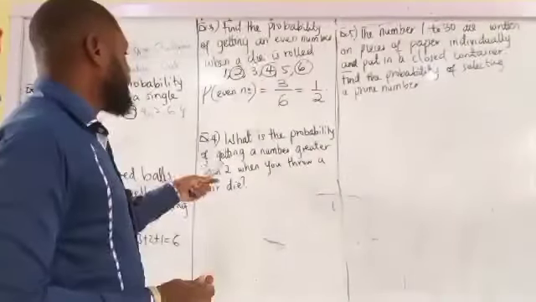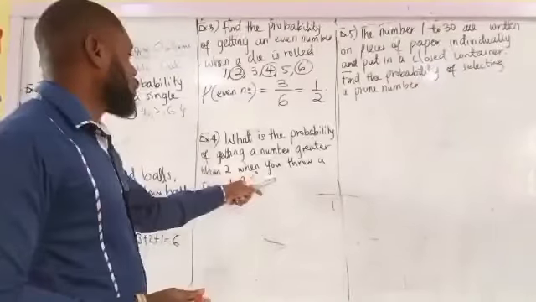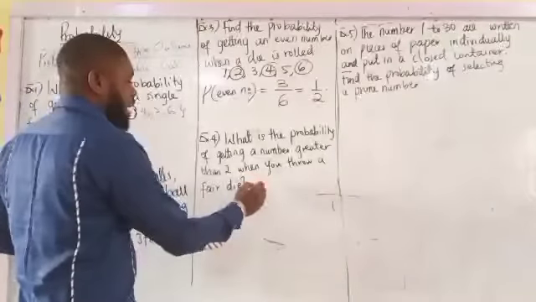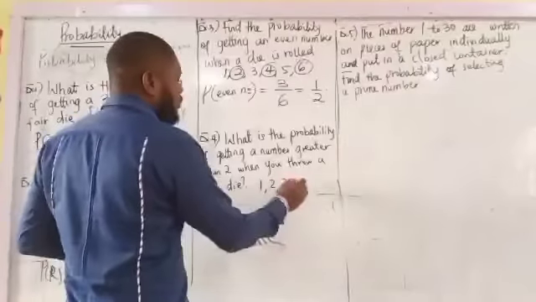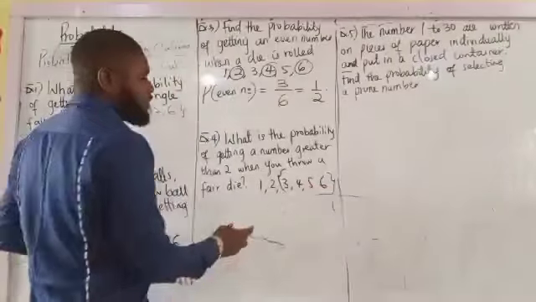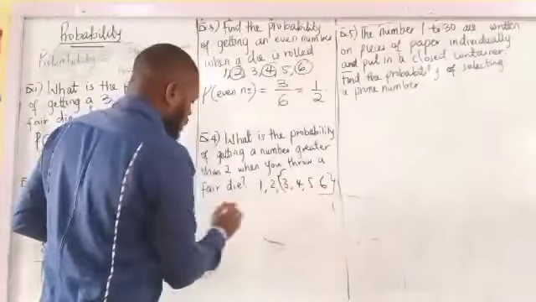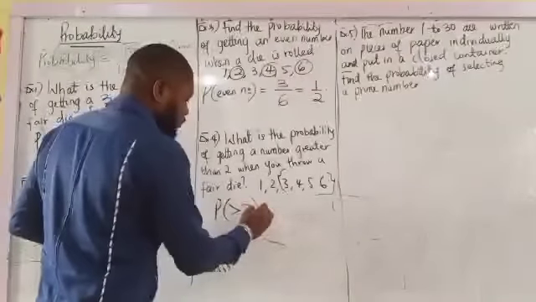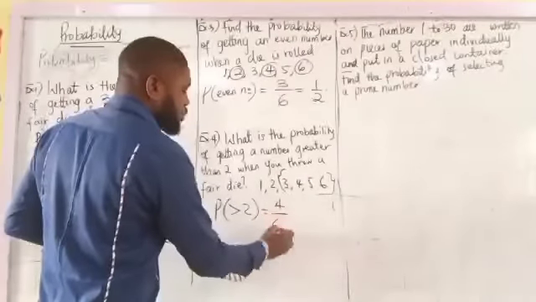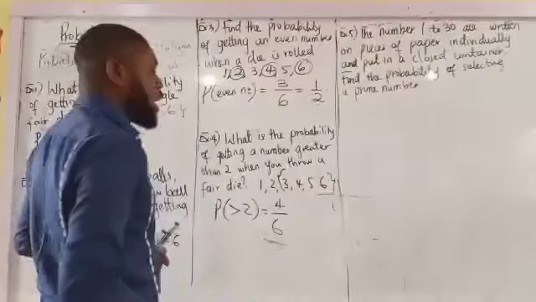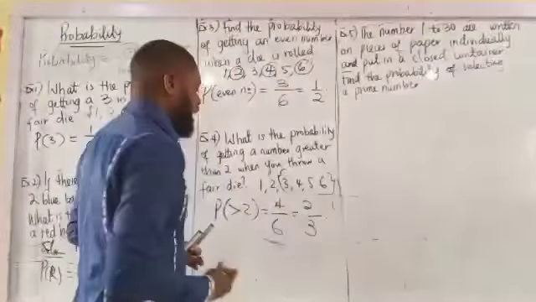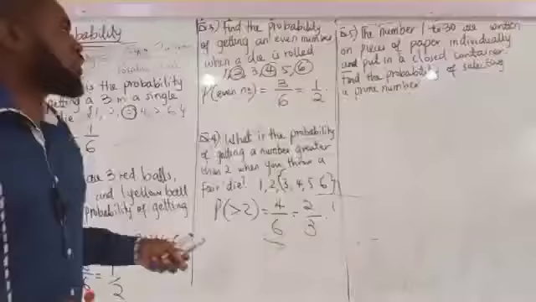Next question: what's the probability of getting a number greater than two when you throw a fair die? If I have my die as one, two, three, four, five, six, greater than two starts from three to six, so the favorable outcomes are three, four, five, and six. That becomes four over the possible outcomes, which is six, since there are still six numbers on the die. If I break it down, I have two over three as my final answer.